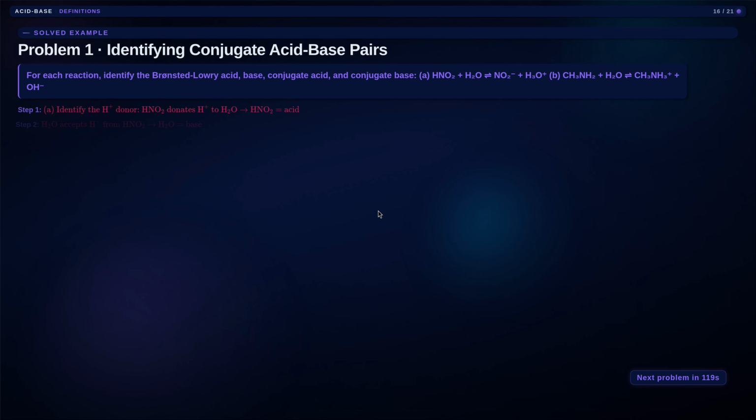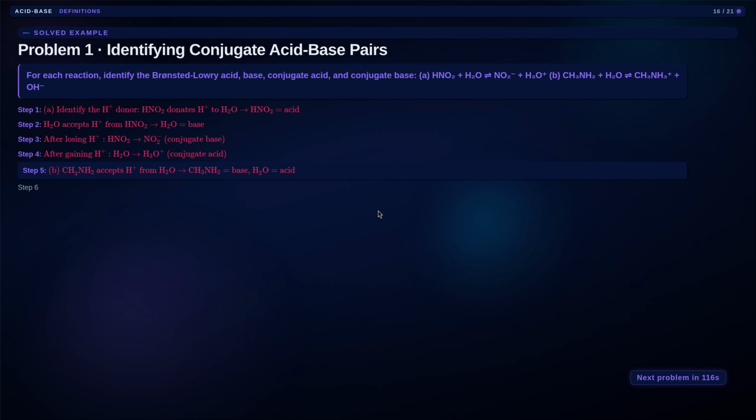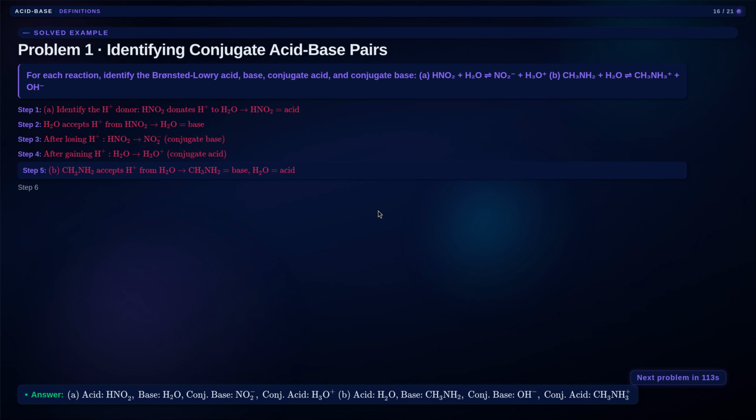Problem 1. Identifying conjugate acid-base pairs. For each reaction, identify the Bronsted-Lowry acid, base, conjugate acid, and conjugate base. First, HNO2 plus H2O giving NO2 minus plus H3O plus. HNO2 donates H plus to H2O, so HNO2 is the acid. H2O accepts H plus, so water is the base. After losing H+, HNO2 becomes NO2-, the conjugate base. After gaining H+, H2O becomes H3O+, the conjugate acid.